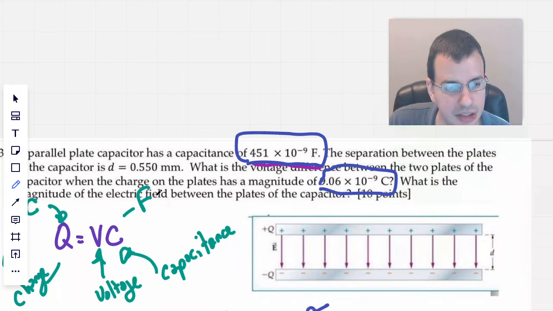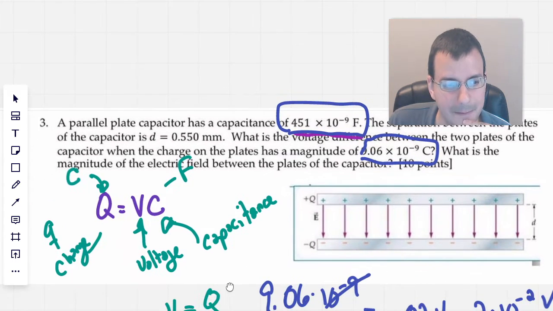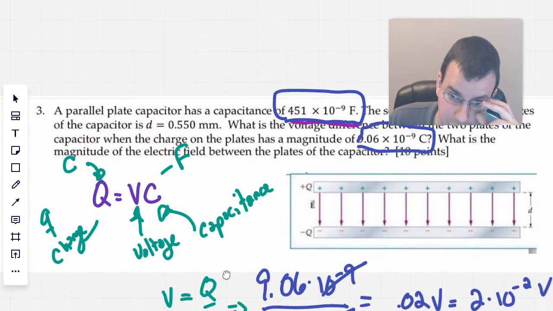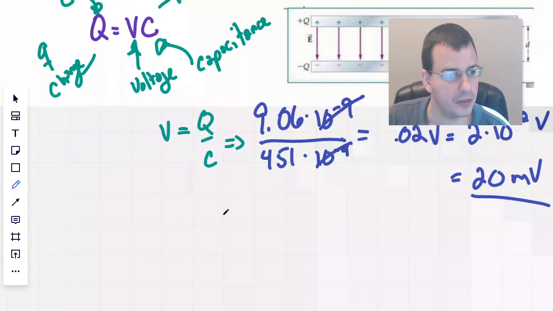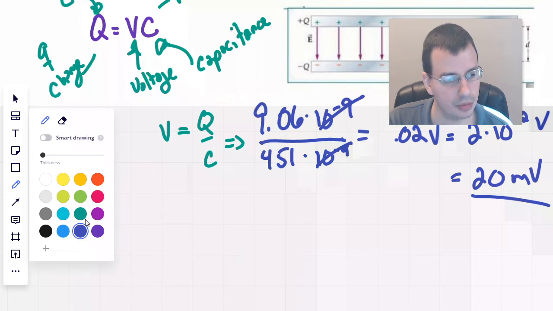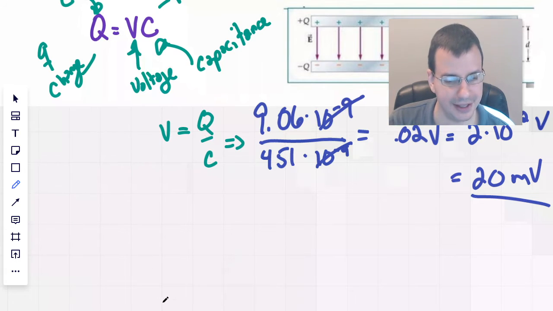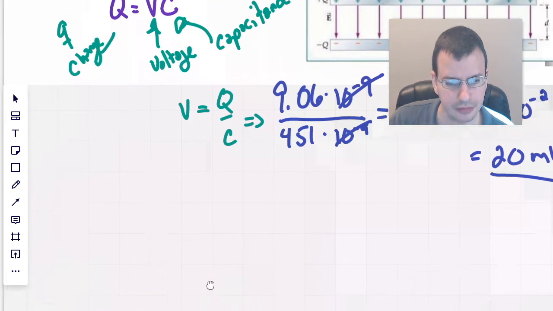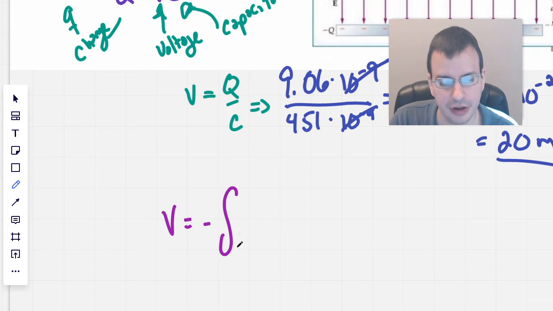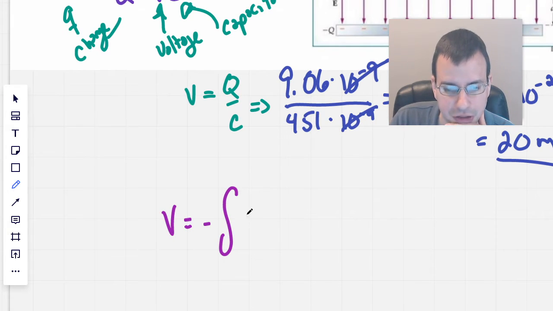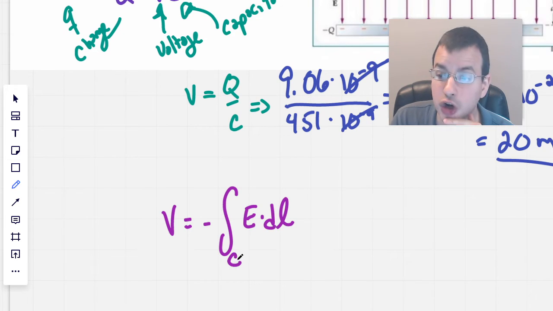What is the voltage difference between the two plates? Okay, so now we want to find the magnitude of the electric field between the two plates of the capacitor. The formula we're going to use for this is voltage equals negative integral of E dot dl along some sort of curve.